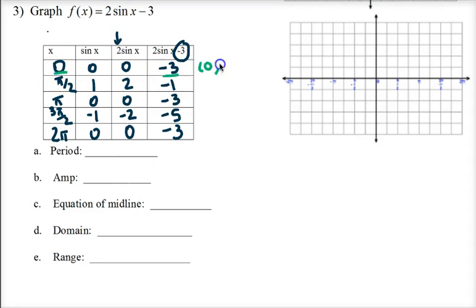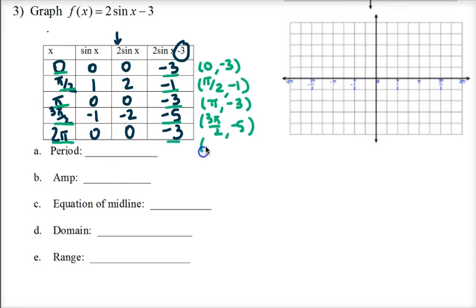0, -3, pi over 2, -1, pi, -3, 3 pi over 2, -5, and 2 pi, -3. And this is what my graph looks like.